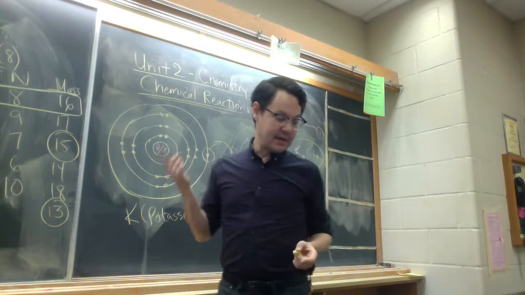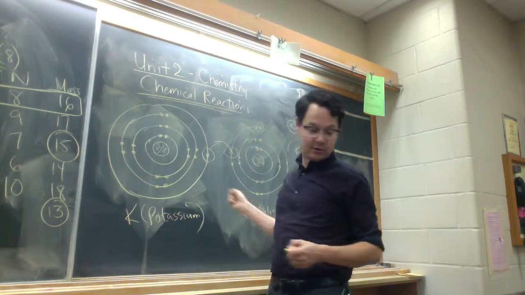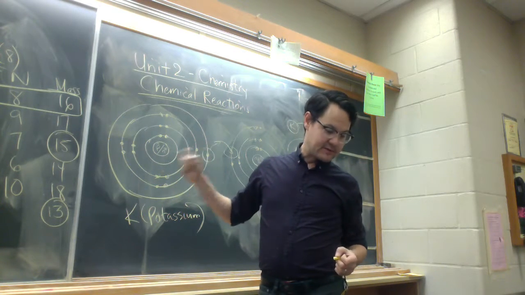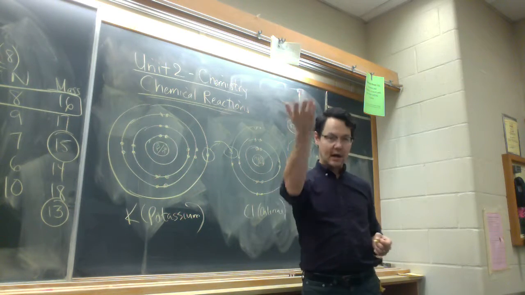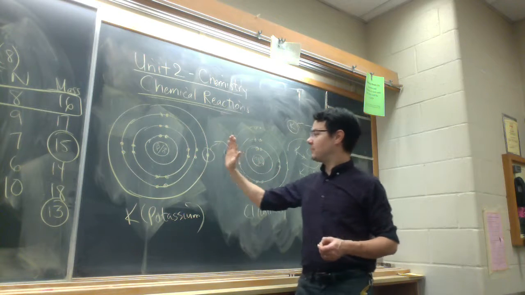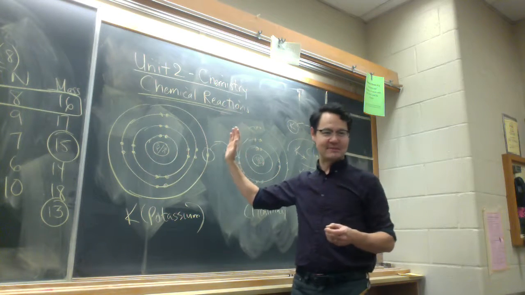So the elements represented, A, are potassium and chlorine. This diagram, is it an ionic compound or a molecular compound? Ionic. Ionic, right? So this is an ionic compound. Jalal said that. Good job, Jalal, plus everyone else.